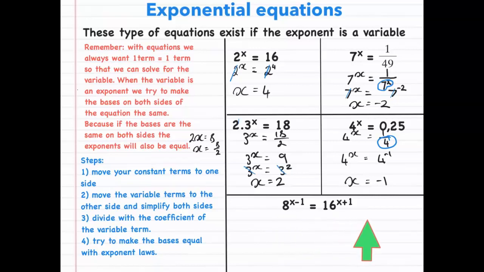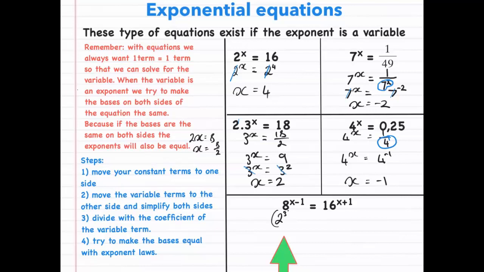Now, we get to the last example. Here I said, move your constant terms. Well, there is no constant term here. But we still want one term equals one term, especially when we are busy with equations with exponents that are variables. So here I've got one term equals one term, which is good enough for me. But now an 8 and a 16 are not the same. So we want to make them exactly the same. So let's just break this 8 into its prime factors, which will now be a 2 to the power of 3.